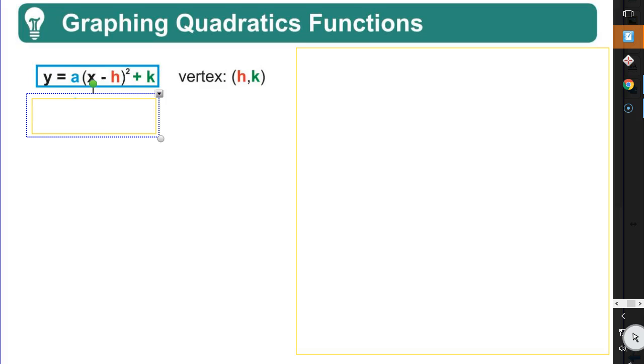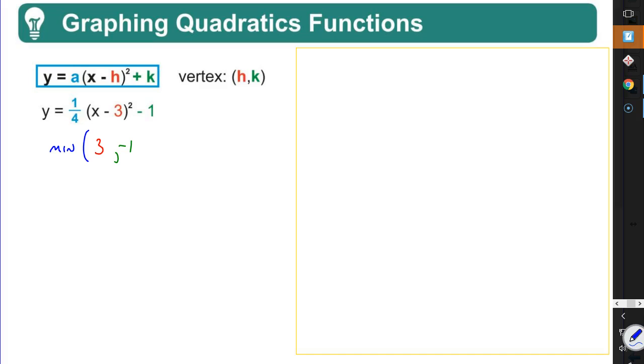So what happens if you have something like this and you're told to graph y equals 1/4 times quantity x minus 3 quantity squared minus 1? The first thing you should do is determine, is this a max or a min? It's a min. I know that because the A value is positive, right? The multiplier of the x squared term is positive. All right, let's figure out the coordinates of the min point. It's a 3 because the h is 3, and a negative 1 because the k is negative 1.